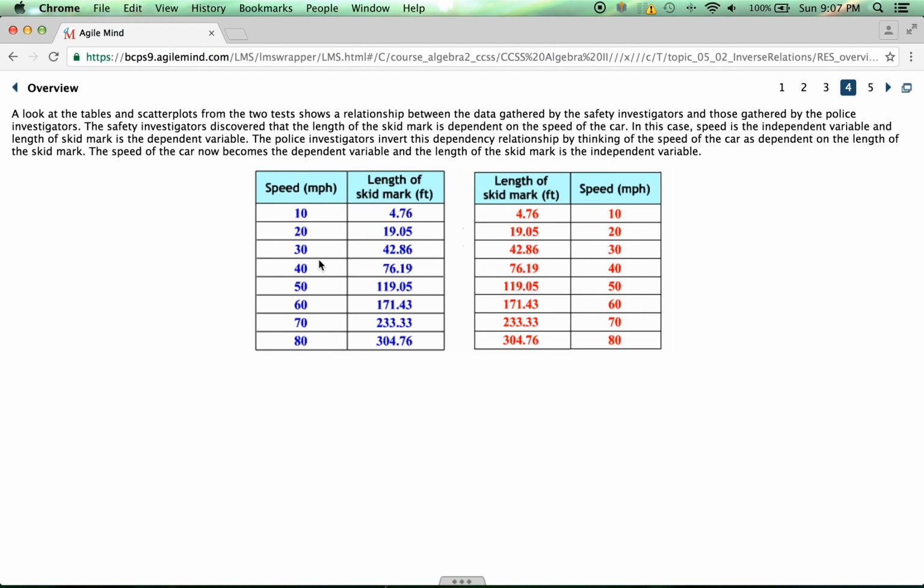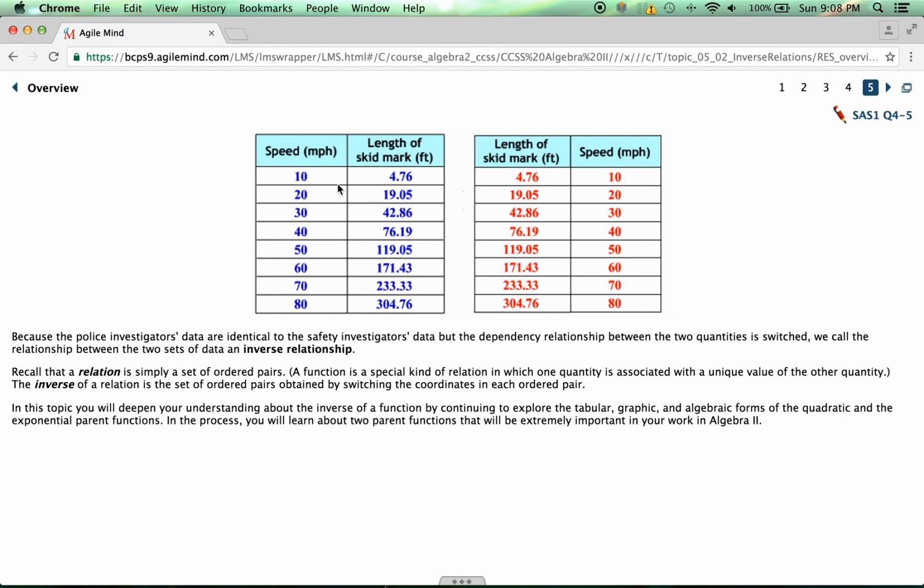So here they've made this abundantly clear. This graph is going from speed to the length of the skid mark, and this one is going from the length of the skid mark to the speed. The only difference is what is considered the dependent variable and what is considered the independent variable. So if this defines a relation, then this is its inverse. If you were to compose these two functions, one function would undo the action of the other, which I'll review on the board.